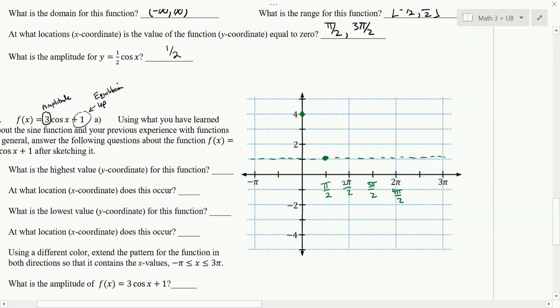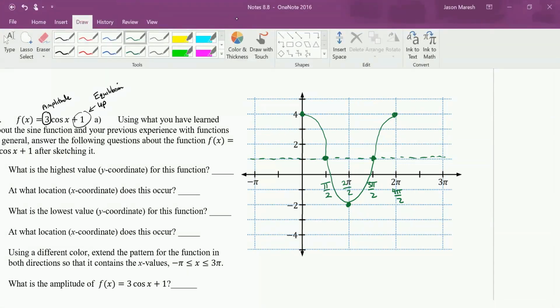And then at 2 pi over 2, where do I go? What height? -2. And then back up to the equilibrium, and then back up to the maximum. It looks like a V shape, right? If it looks like a V shape, you know you're doing it right with the cosine. But don't draw a V, draw a curve through it, okay? And those are the 5 key points, okay?